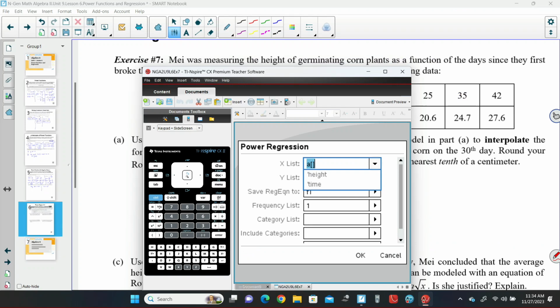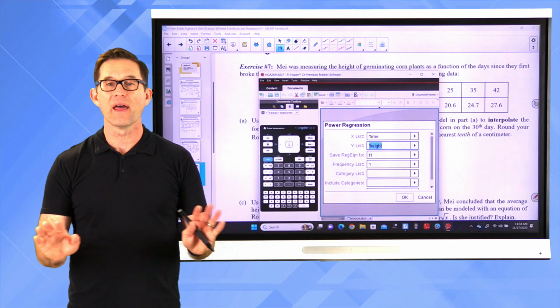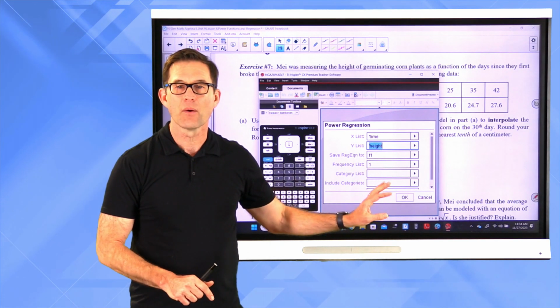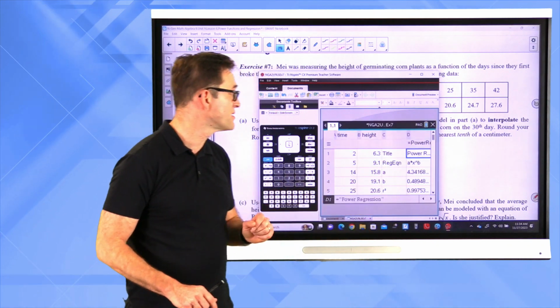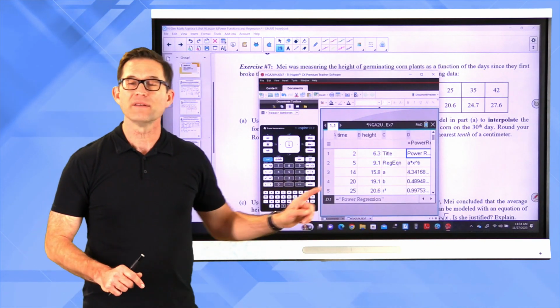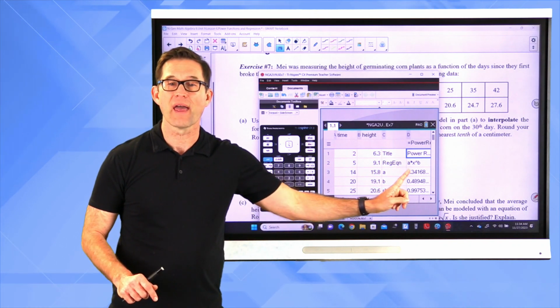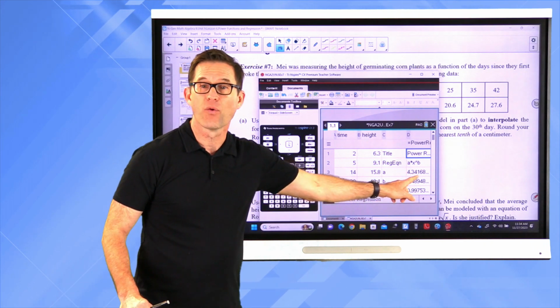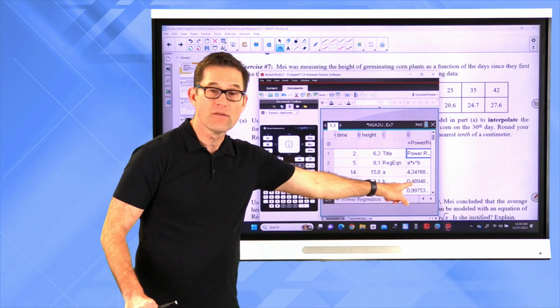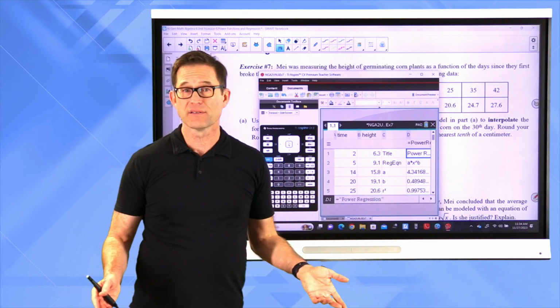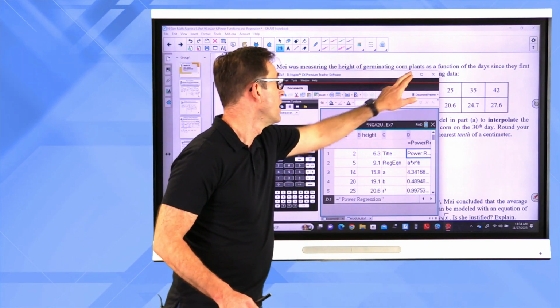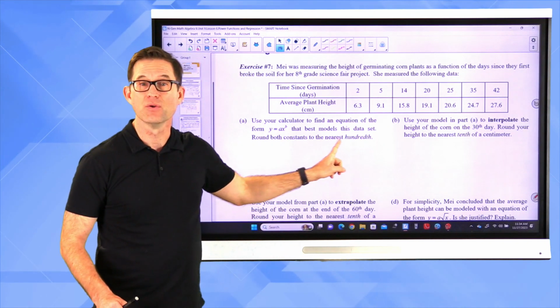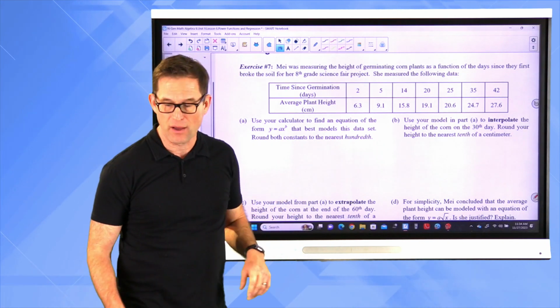In terms of my X list, I'm going to choose time. In terms of my Y list, I'm going to choose height. I'm not going to worry about anything else. I don't need to futz around with any of these things. That's more advanced stat, and I hit enter. Now I see the form of the regression equation, a times x raised to the b. Then they immediately give me the value of a, 4.314, etc., and the value of b, 0.489, etc. I just have to worry about what it wants me to round to, and I want to round both constants to the nearest hundredth.